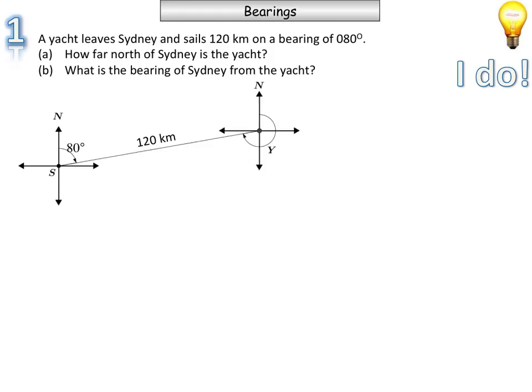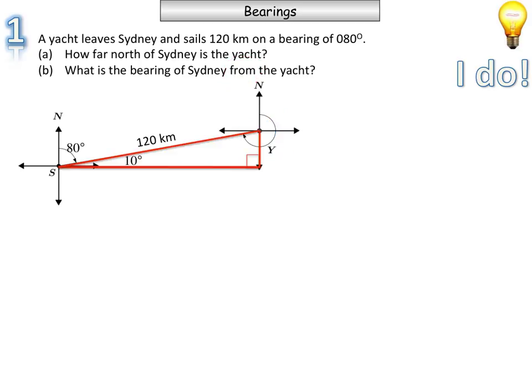And then there's a key word here, from. When we're looking at from the yacht, so the yacht is right here, we need to work out the bearing from that yacht to Sydney. So this angle here is the bearing that we're trying to calculate in part B.